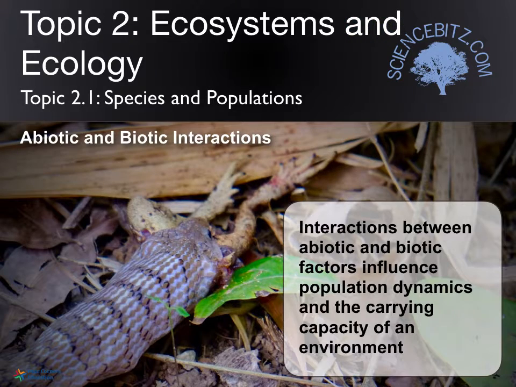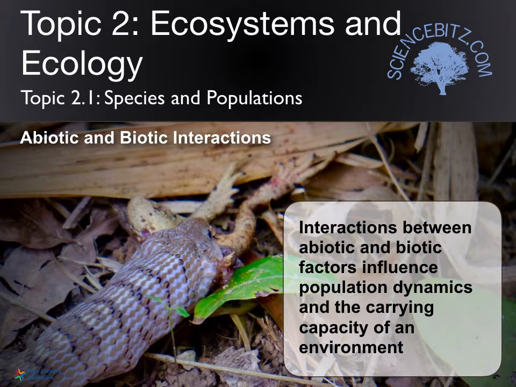The abiotic and biotic factors interact, and the interactions between them actually influence population dynamics and something called the carrying capacity of the environment. It's these interactions between abiotic and biotic factors that actually create this thing called a carrying capacity.